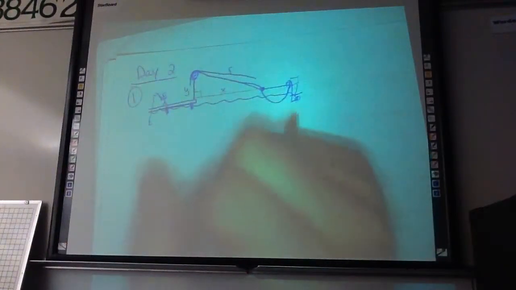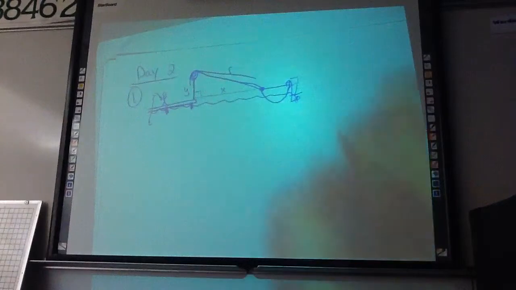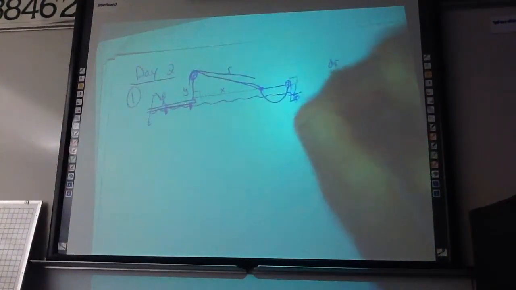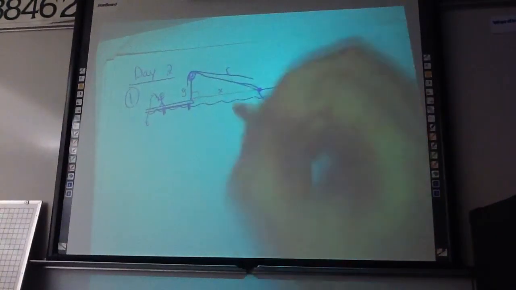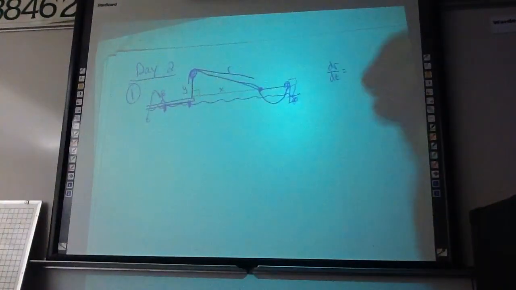Okay. So if the rope is hauled in at 4 feet per second, what is that telling me? R is the rope, so dR/dt is 4 feet per second. We're going positive this way? Yeah.